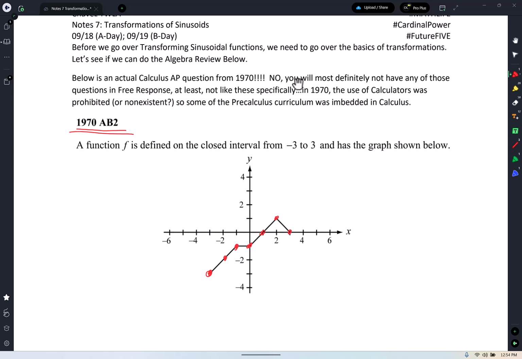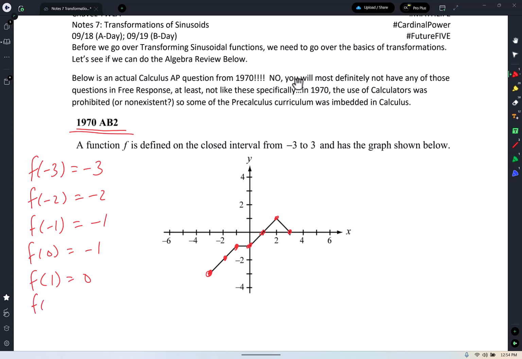So I'm going to reference it over here on the left. F of -3 equals -3. F of -2 equals -2. F of -1 equals -1. F of 0 equals -1. F of 1 equals 0. F of 2 equals 1. F of 3 equals 0.